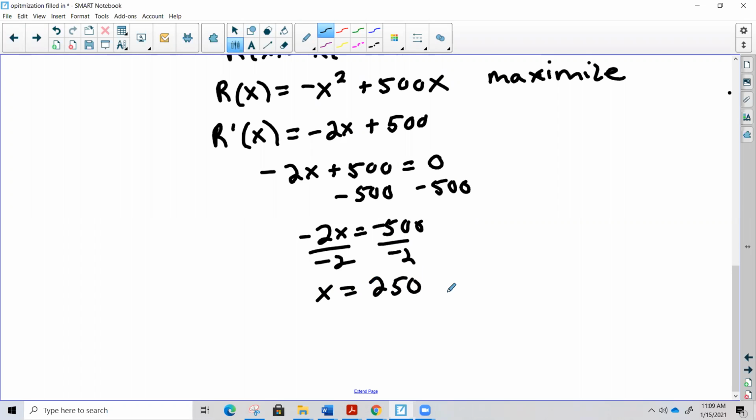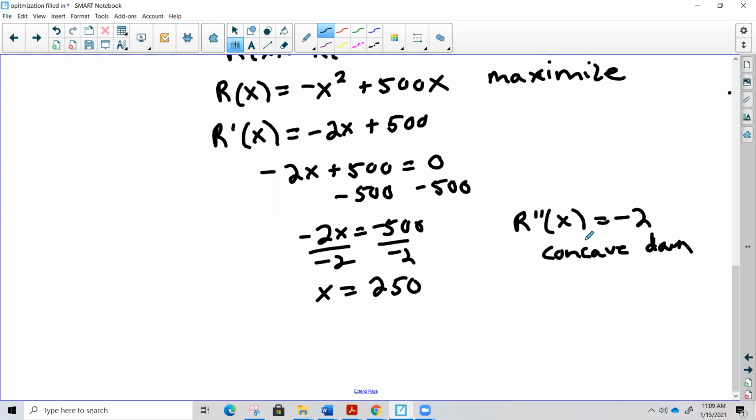So this is the number of people. I'm going to make sure I have a max. So just to verify I have the max, I go back to my first derivative and I'm going to take the second derivative. So here's my first derivative. The second derivative is negative 2 and then 500 is 0.